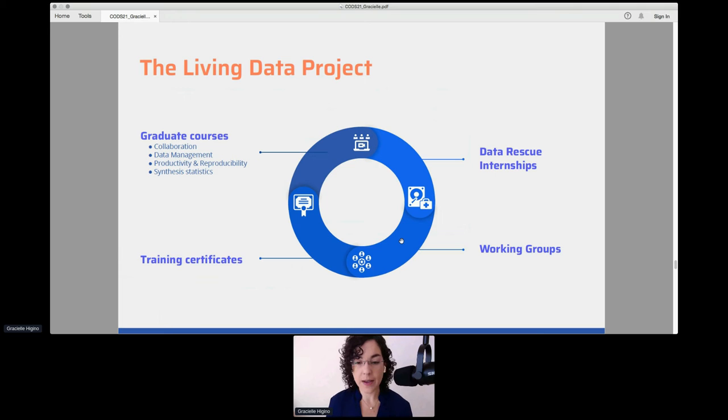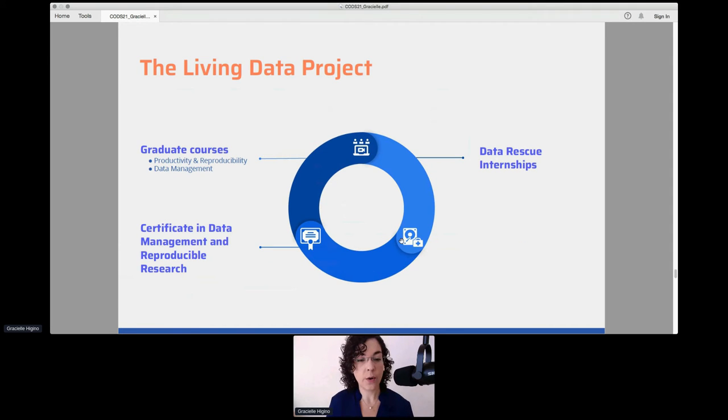So, back to the structure. We have these 4 things. And now I'm going to talk a little bit about the training certificates. So if a student has done the productivity and reproducibility and data management course and have gone through a data rescue internship, they have the right to ask for a certificate in data management and reproducible research.